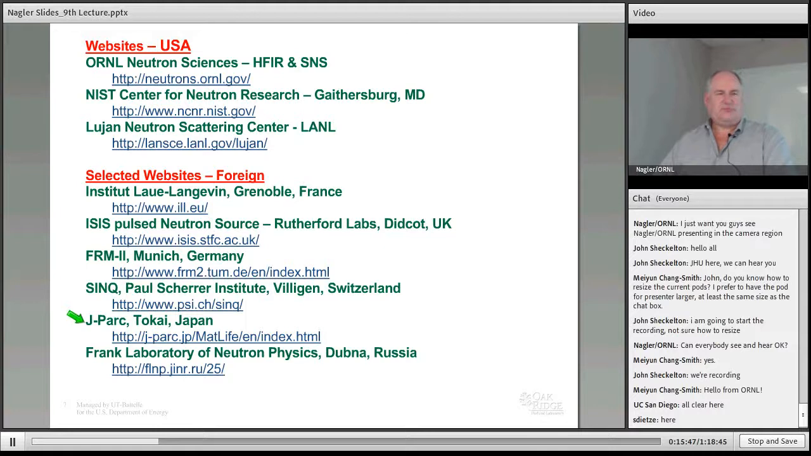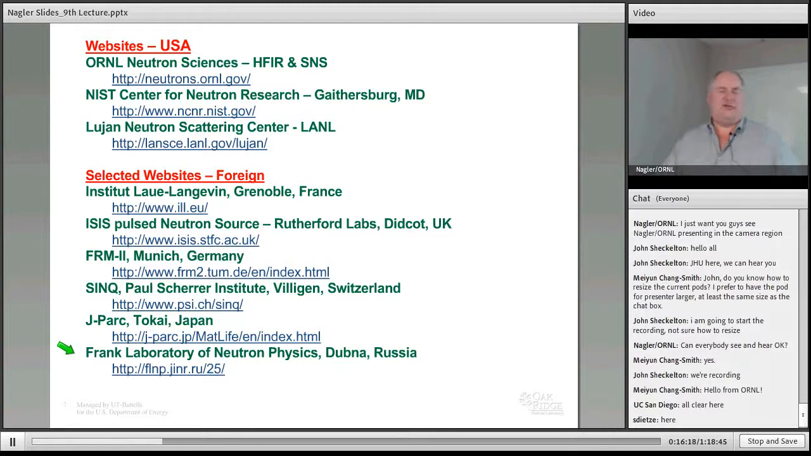J-PARC in Japan is another next-generation spallation source. Amazingly, they were knocked out of operation, not by Fukushima, but by the events that led to Fukushima, the earthquake and the tsunami. For a while they were down, but they managed to recover in very short order, and they're operating again, which is kind of spectacular.